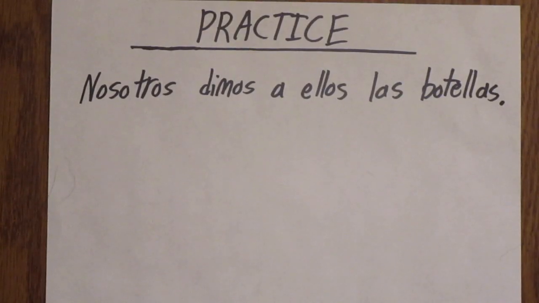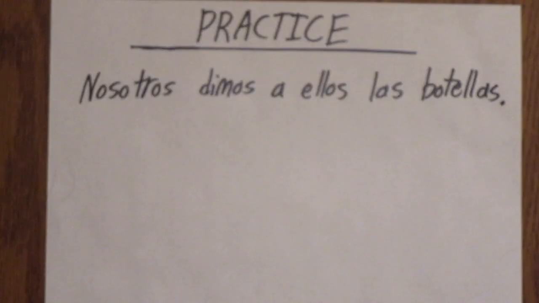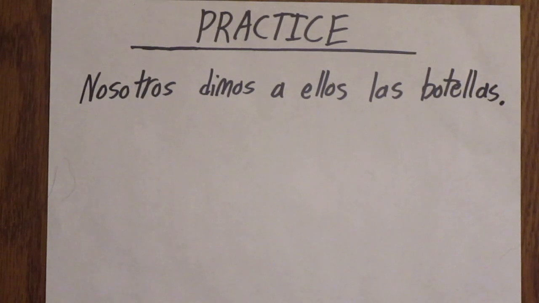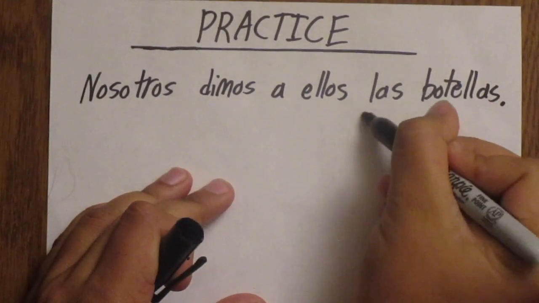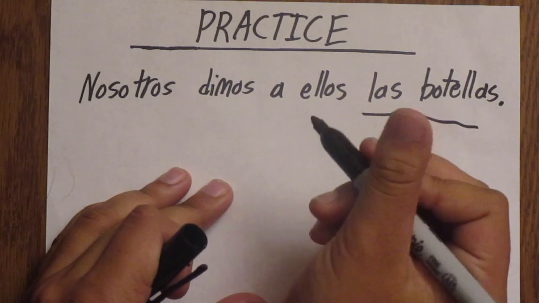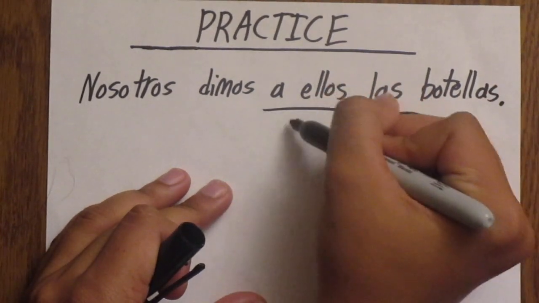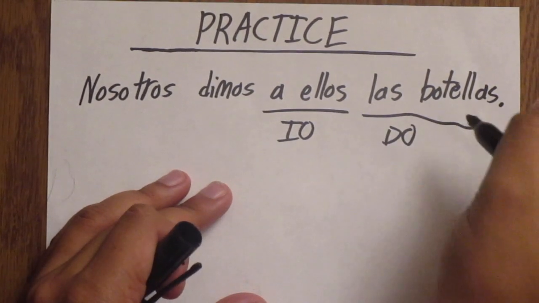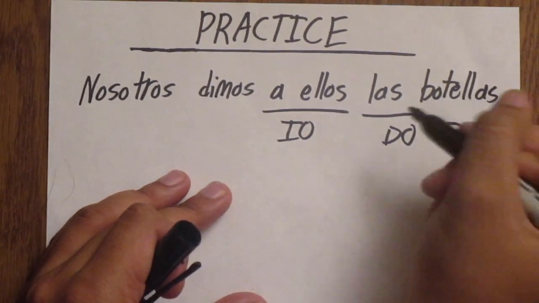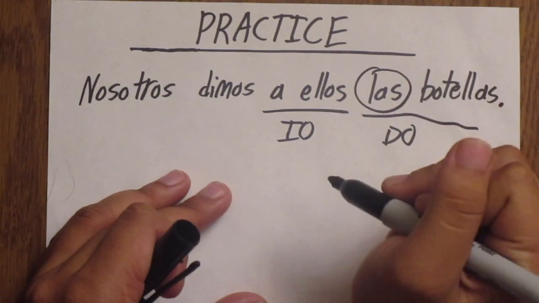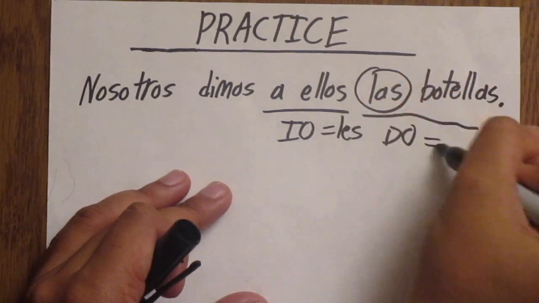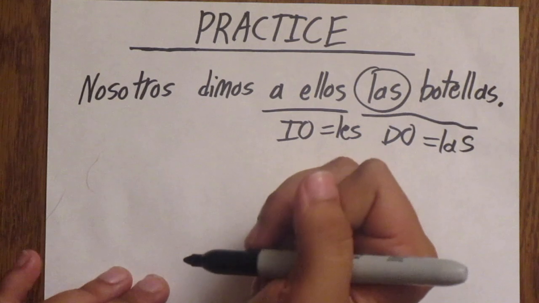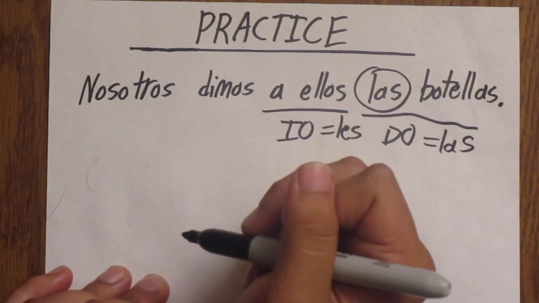So, let's practice with one more example to make sure we understand this process. The sentence is, nosotros dimos a ellos las botellas. First, we identify that las botellas is the direct object. And we identify that the indirect object is a ellos. We now exchange the direct object las botellas for the direct object pronoun las, and we exchange the indirect object a ellos for les. Make sure the order is always indirect object pronoun, then direct object pronoun.